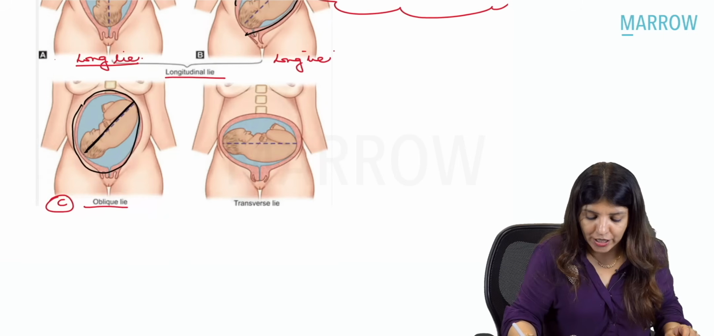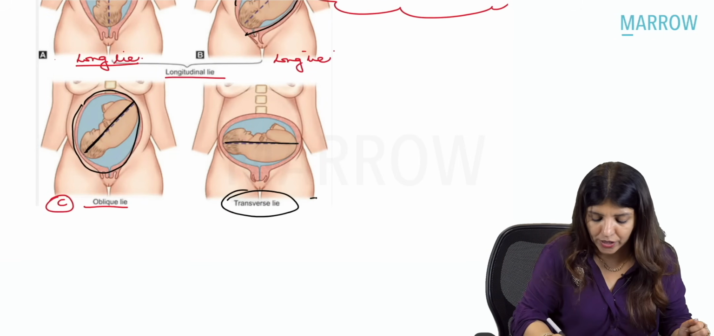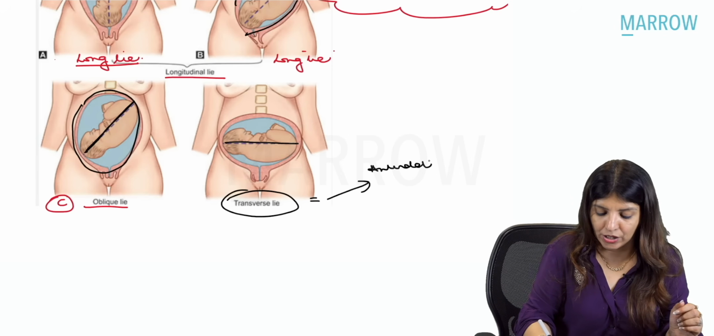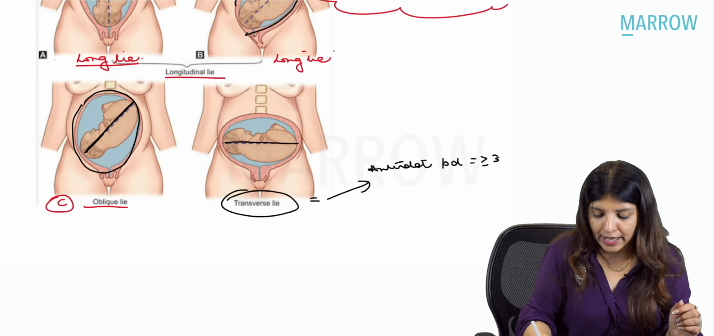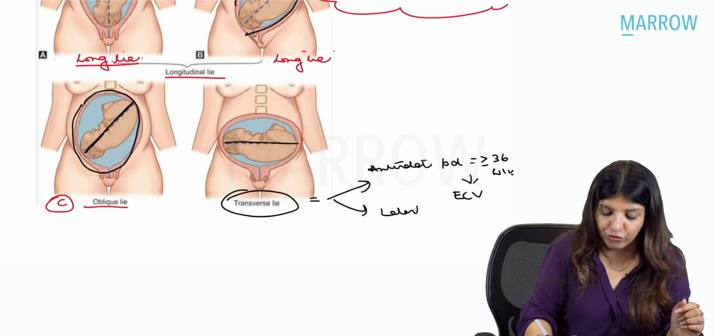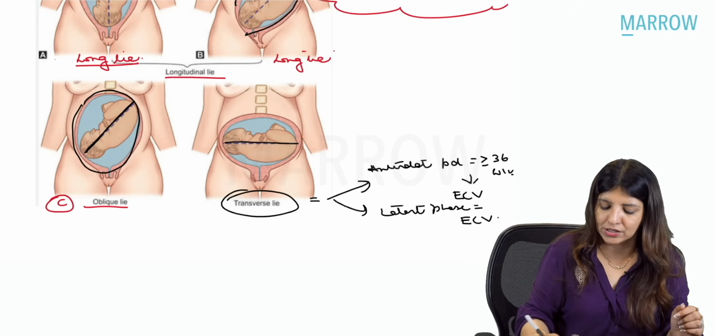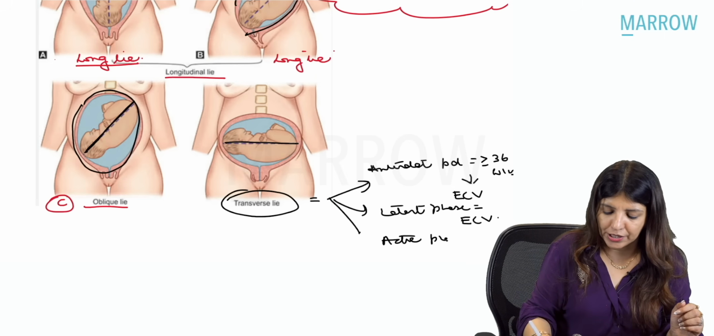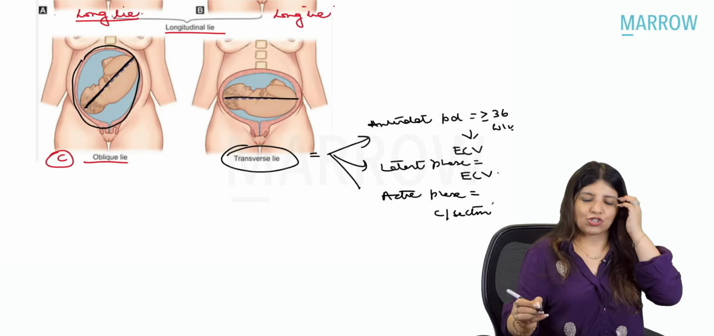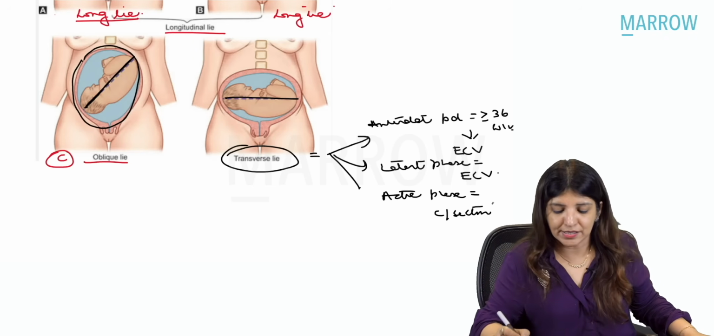Right? Then image D over here, the baby is at 90 degrees to the long axis of the mother. This is a transverse lie. In transverse lie, if the mother is coming to you in the antenatal period at more than or equal to 36 weeks, you should go for external cephalic version. If the patient is coming to you in the latent phase of labor, you can go for external cephalic version. But if the patient is coming in the active phase of labor, you have to do a cesarean section. Whether the baby is alive or dead, you have to go for a cesarean section.